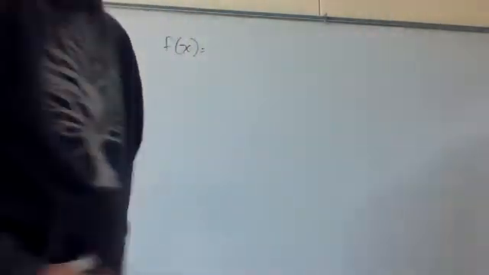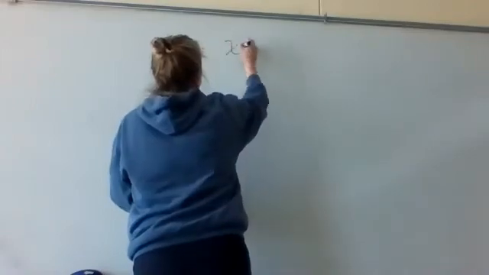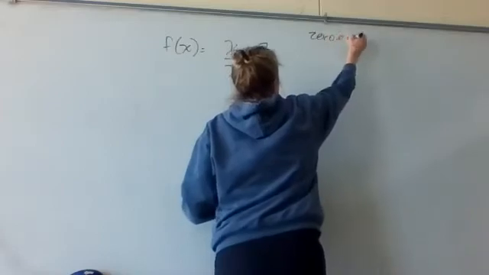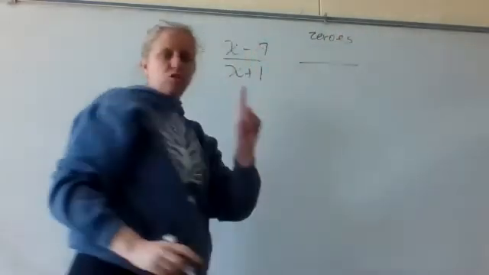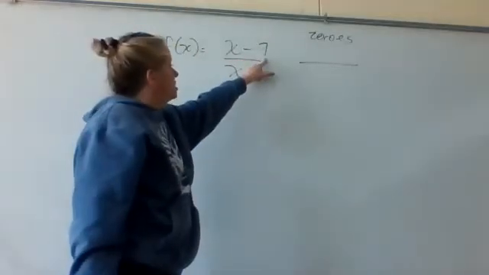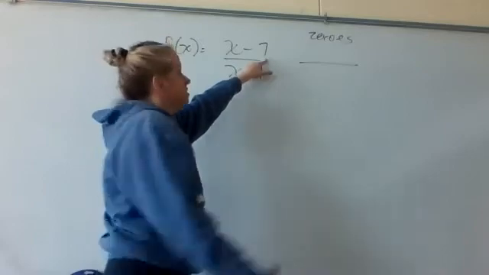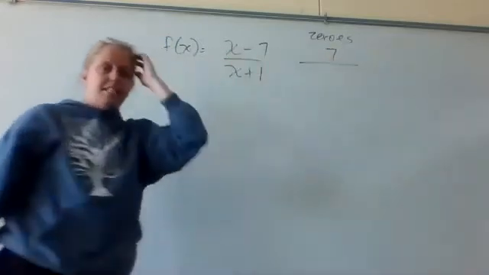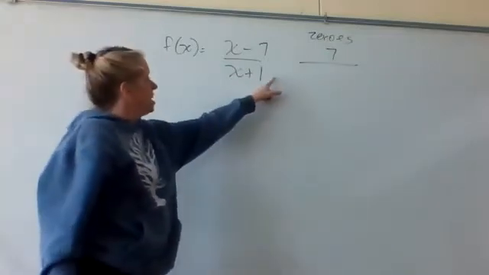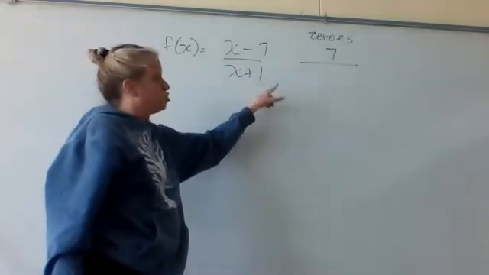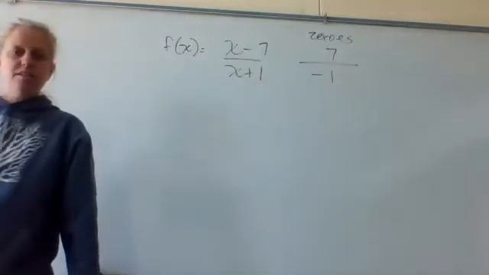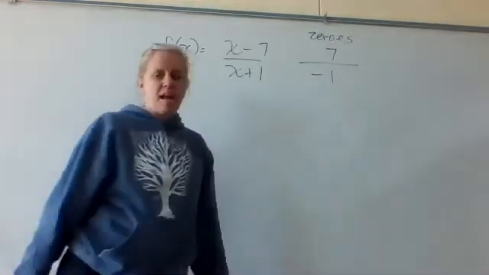The function is f of x equals x minus 7 over x plus 1. Find your zeros. They're both just going to have 1, right? They're not x squareds or cubes or anything. If I set that equal to 0 and solve it for x, it would end up being x equals 7. So there's the 0 of the numerator. If I set that equal to 0 and solved it for x, I'd have to subtract the 1 from both sides and end up with x equals -1. So there's the 0 of the denominator.